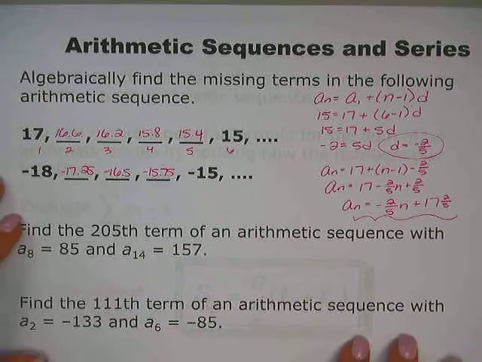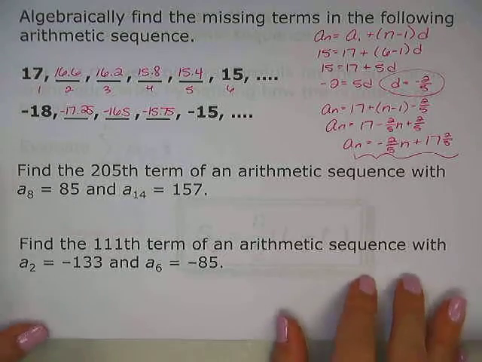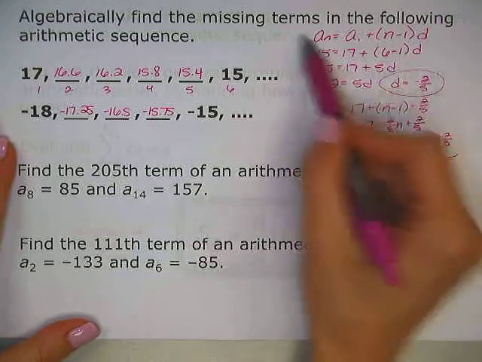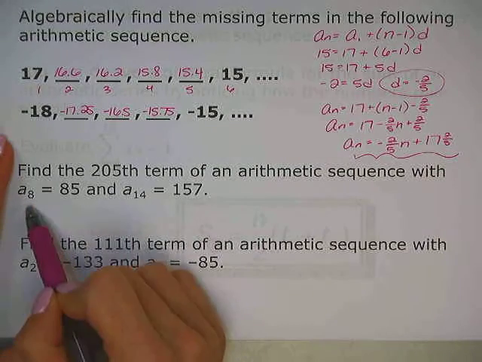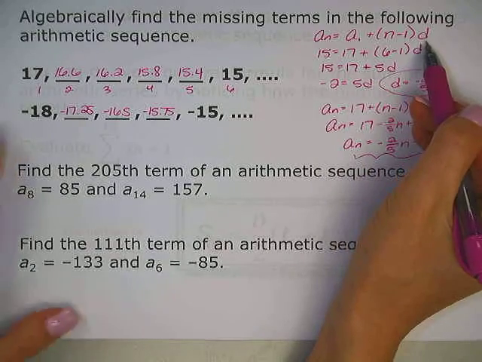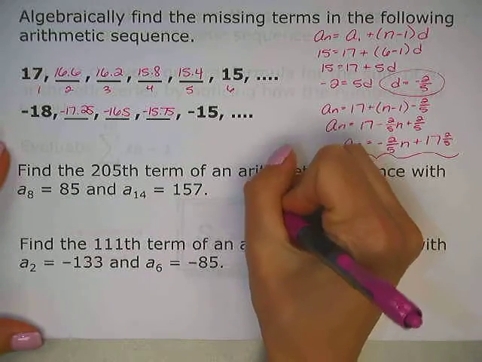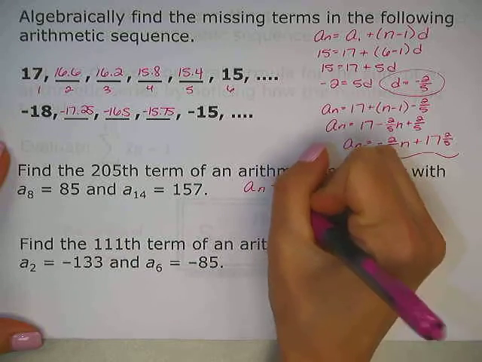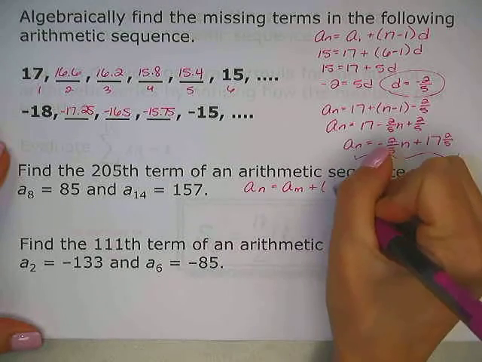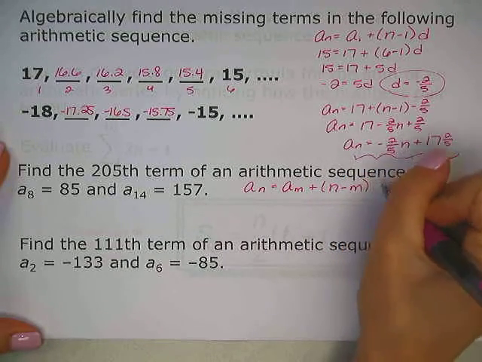All right, so the next one I'm going to continue on to, we've got find the 205th term of the arithmetic sequence with A sub 8 being 85 and A sub 14 equals 157. Now again, I want to show you how you can adapt this to accommodate that you're not given the first term. You don't need the first term. Instead of using this formula, I'm just going to change it a little bit, and I'm going to say A sub n equals A sub m plus n minus m times the common difference.